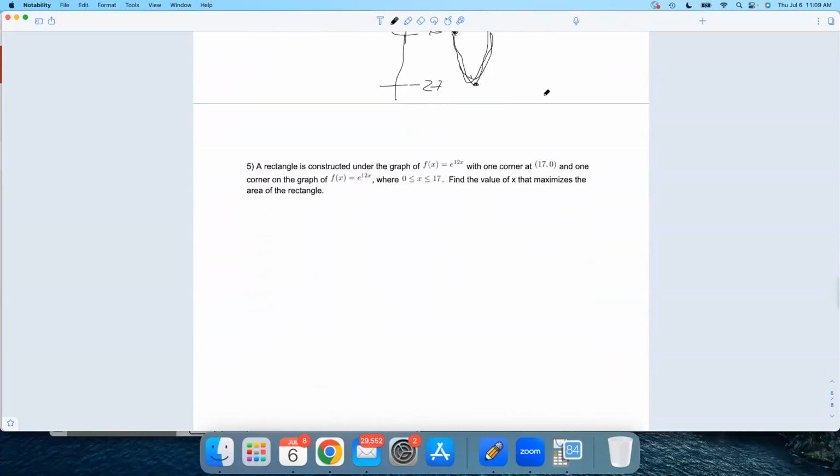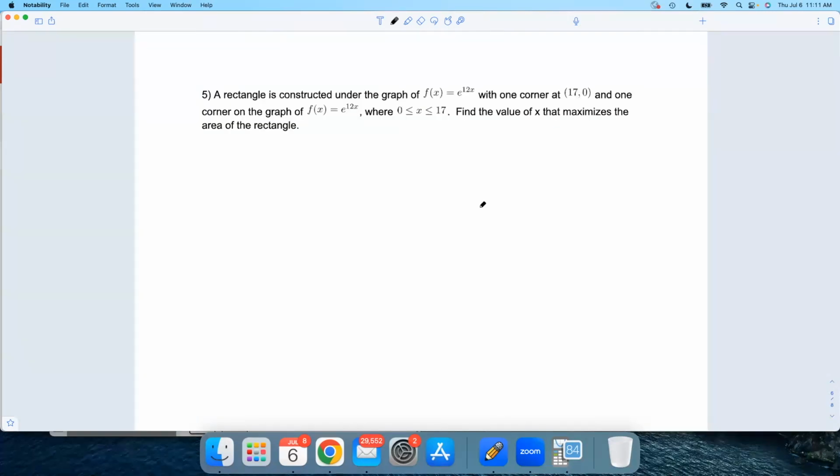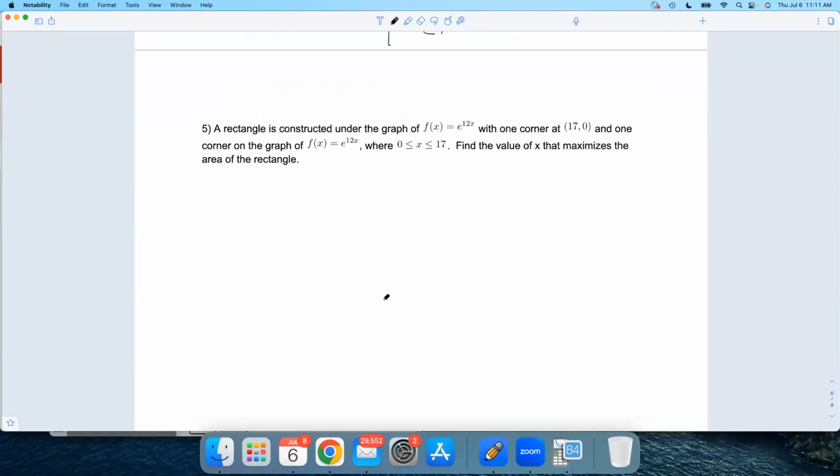Okay, now a couple word problems. This problem sounds a lot more complicated than it actually is. We've got some exponential function. You should know from college algebra, an exponential graph looks like that, and my y-intercept is going to pass through the point 0, 1. Now I'm going to build a rectangle out here at 17, 0 that comes up and touches the graph. One corner is going to be on this guy.